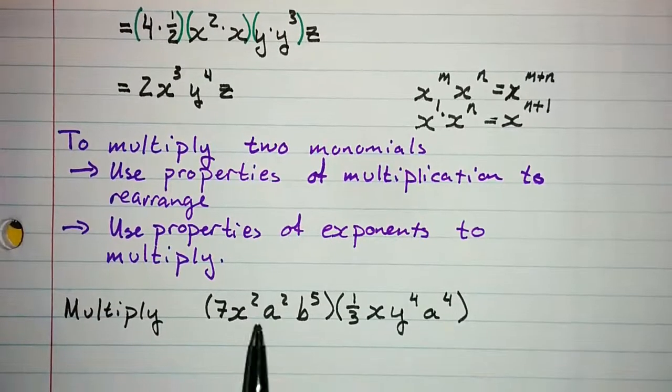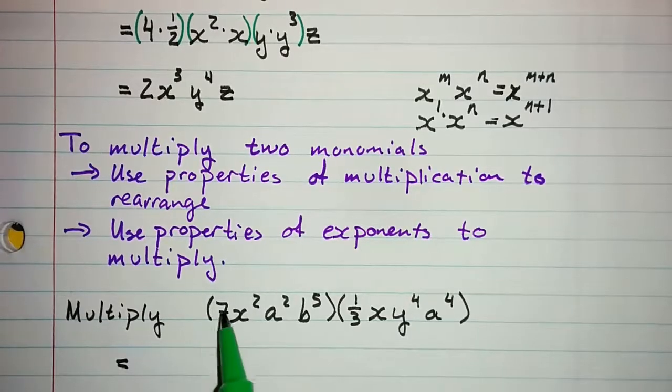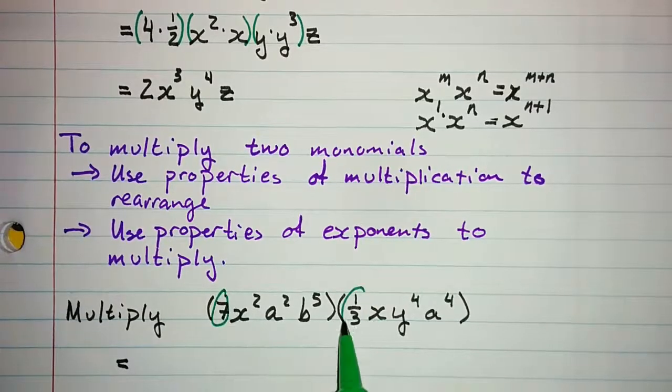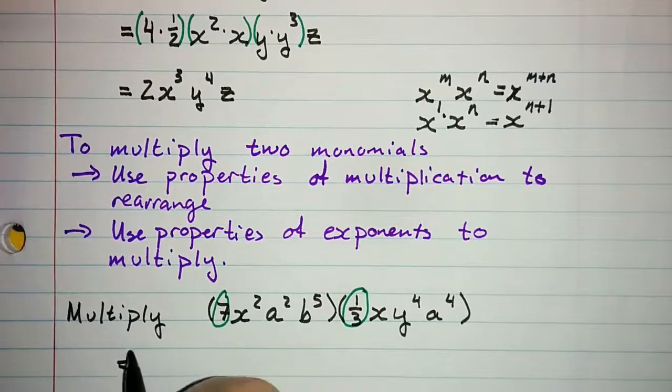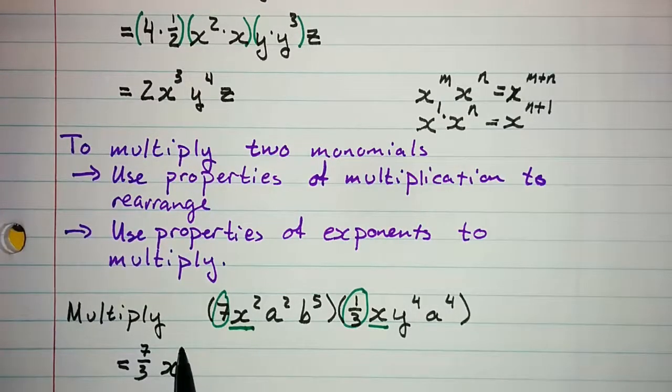So suppose we want to multiply these 2 monomials. We'll start by multiplying the numbers. 7 times 1/3. Well, that's actually pretty easy. That's going to be 7/3. Then here I have an x squared times an x. So I'll have 1, 2, 3 x's multiplied together. I'll have x to the 3rd.